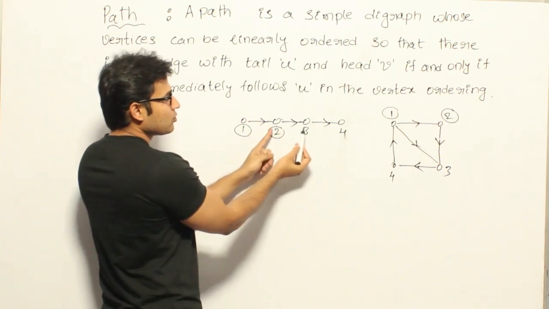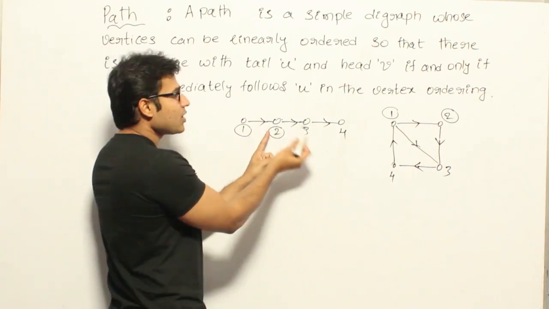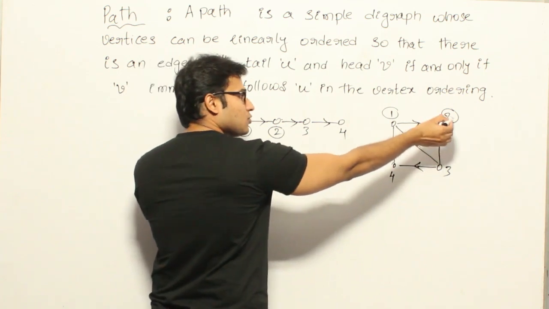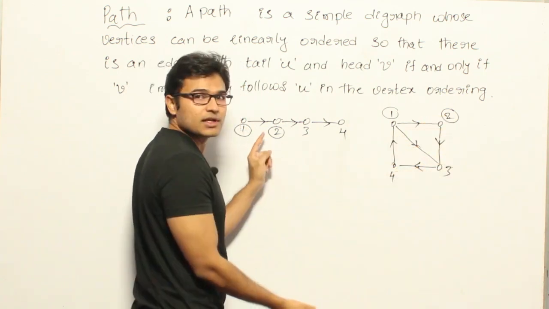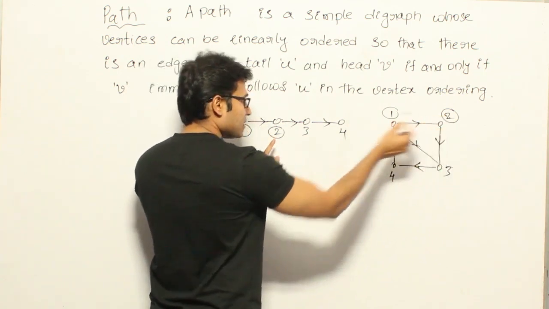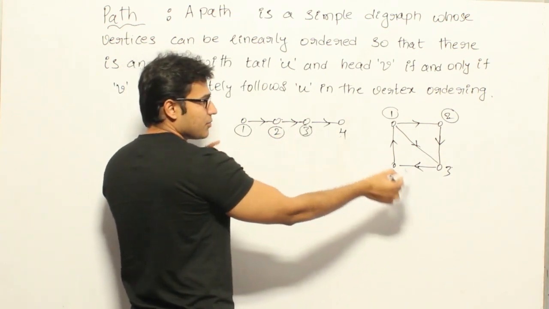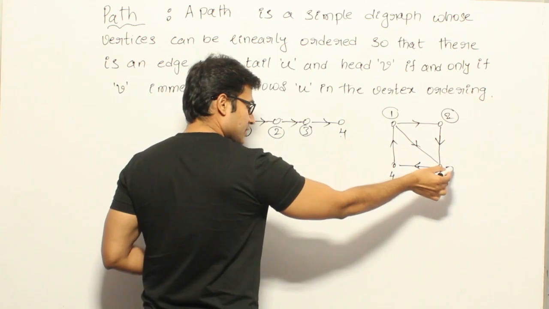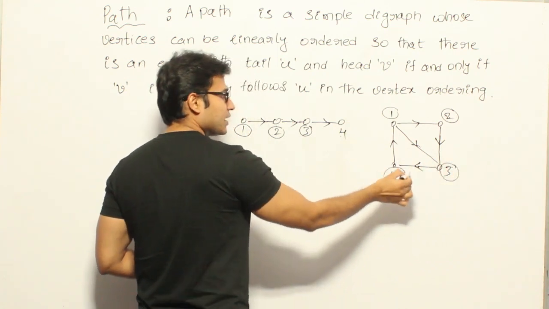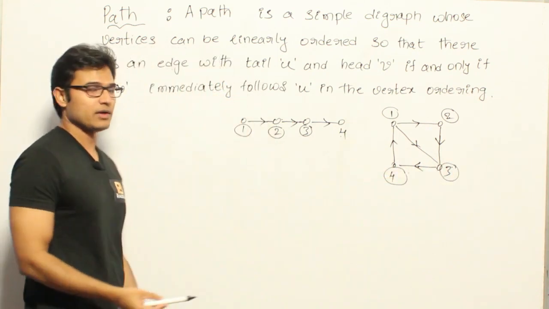Again you are putting 2 and 3 in the ordering, right? So what does it mean? There should be an edge there with 2 as the tail and 3 as the head. Yes, there is an edge. That is why you are able to put it here. And again you are able to put 3, 4. Why? Because there should be an edge in the graph in such a way that 3 is the tail and 4 is the head. That is what they are saying. Okay, fine.